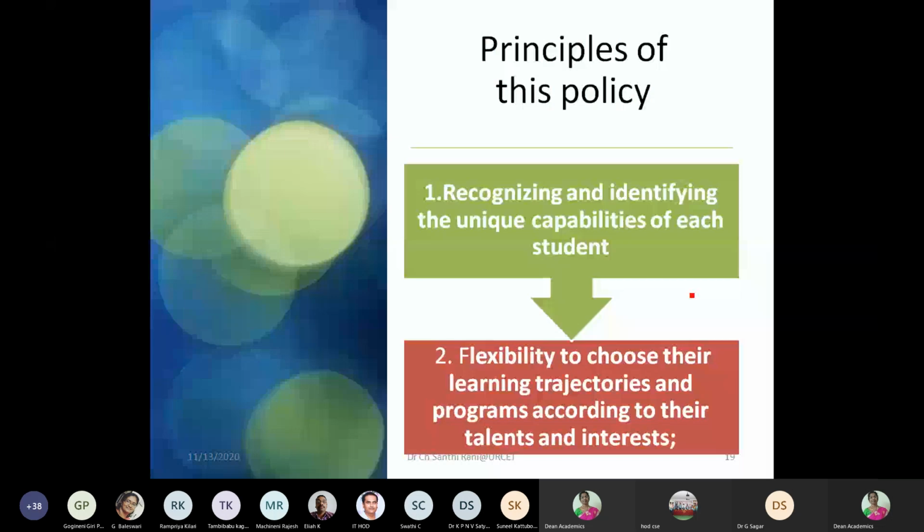Let us see the principles of this policy. According to this NEP, there are some basic principles, and the first one is recognizing and identifying the unique capabilities of each student. Even at present, we are able to identify the capabilities of students, but here, according to their capabilities, students are going to shine in their respective field of intelligence, with flexibility to choose their learning trajectories and programs according to their talents and interests.